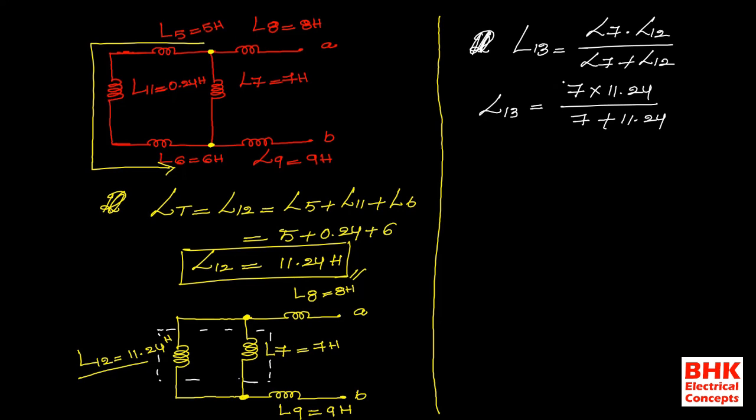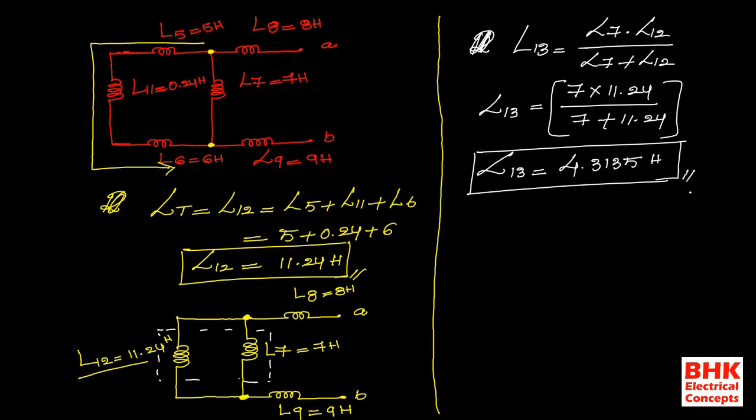Now by solving this, you will get L13 is equal to 4.3135 henries. Okay. So by solving, you will get the value of the new inductance, that is L13 is equal to 4.3135 henries. Now this is the resultant inductance when finding the parallel combination of L7 and L12. Now I am going to place this L13 instead of this parallel combination. Now the network again becomes like this.